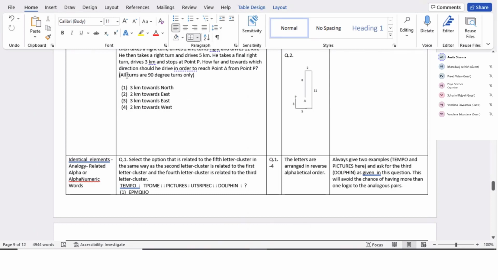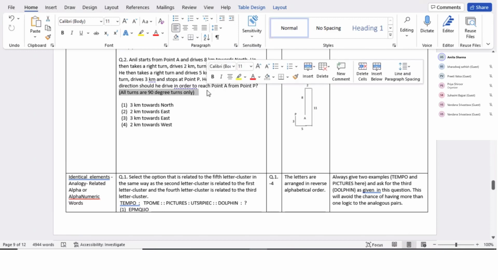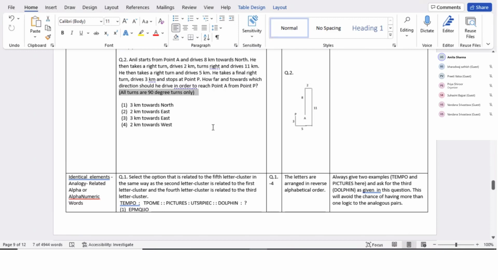See, this is one of the instructions that we have added. When we say he turns right, he turns left, we never mention that all turns are 90-degree turns. Now, this is also very important. Whenever you come across such direction-based questions, please ensure that it's written there that all turns are 90-degree turns only, unless specified by the creator that it's 45 degrees or whatever. But then please ensure that this is there.